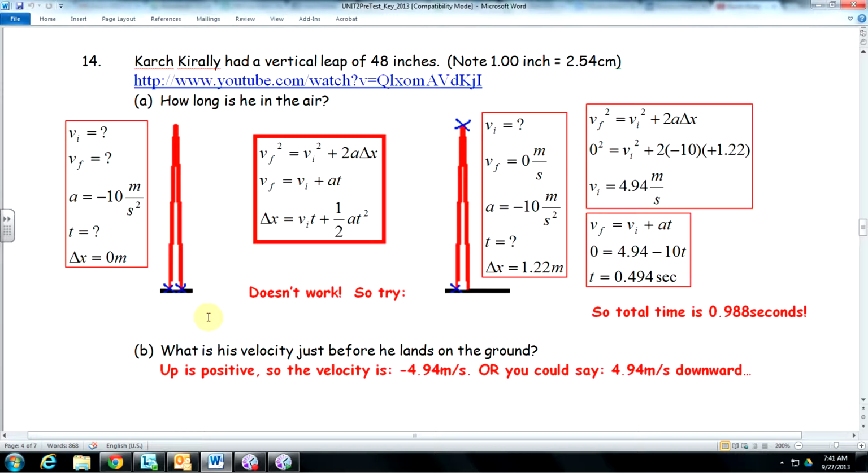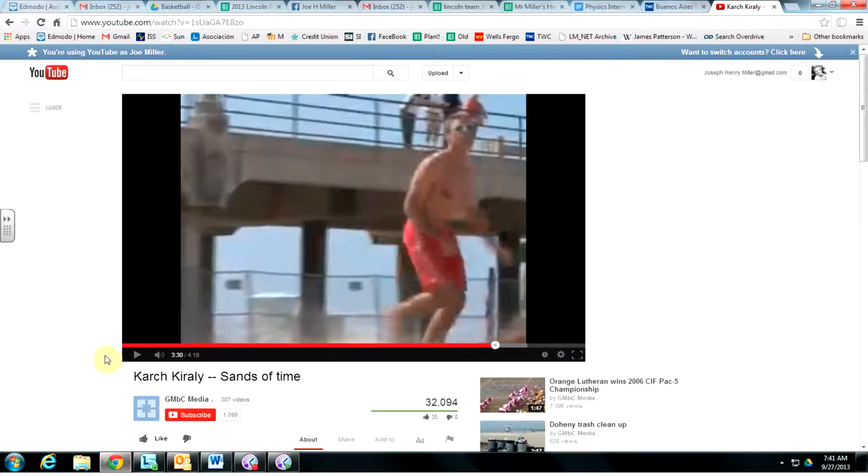All right, let's do 14. This is a favorite problem of mine because of Karch Kiraly being inspirational to me personally. I played volleyball for a little while, and he was very popular back then. In any case, I was going to show a quick little Karch Kiraly move. This is Karch Kiraly at the end of his career.